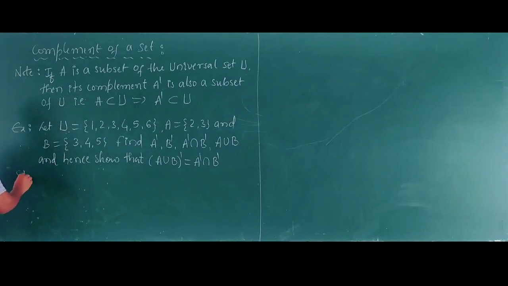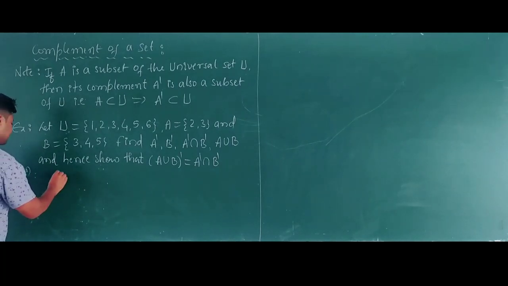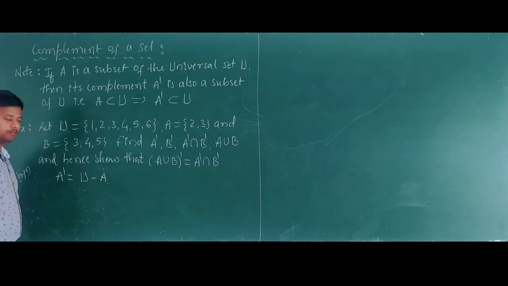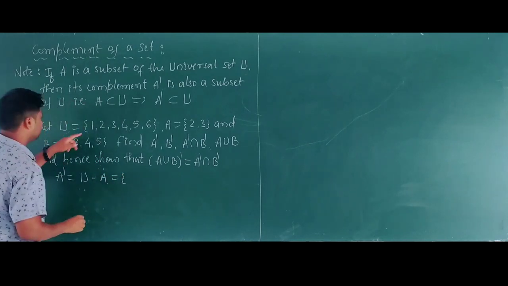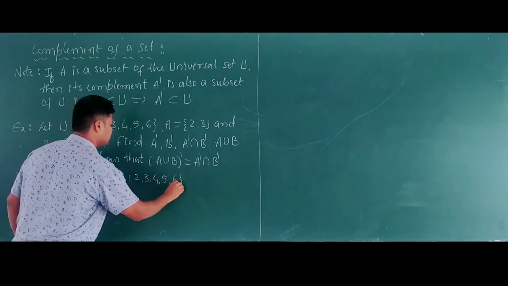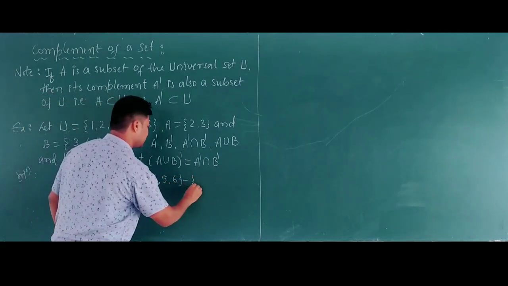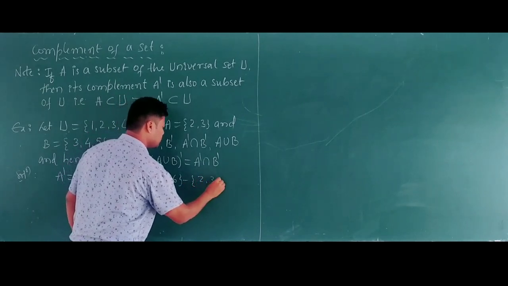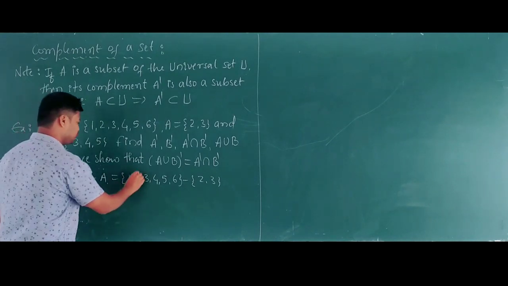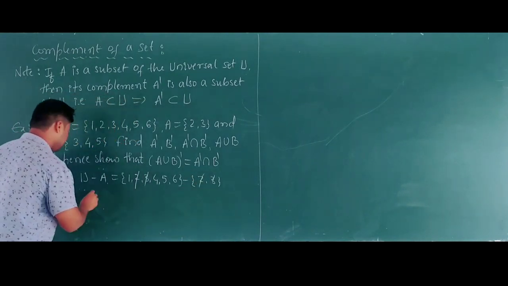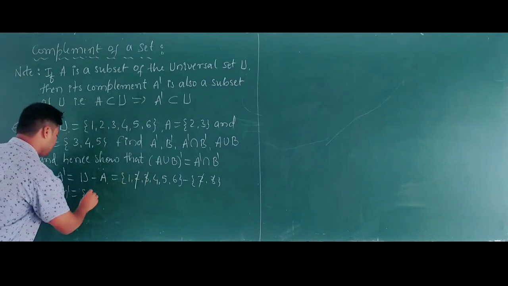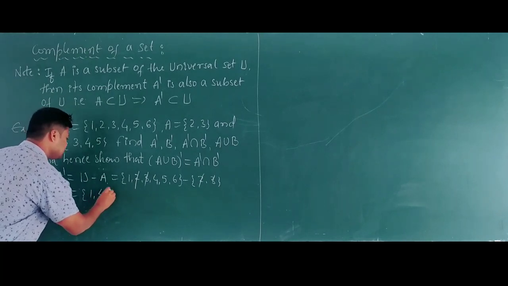We will find the first one, A dash. Solution. So what is A dash? We know the formula U minus A. What is U? Set U is 1, 2, 3, 4, 5, 6. Operation is minus. Then set A is 2, 3. Cancel the common elements 2, 3. Then A dash equals, what is A dash? The remaining elements are 1, 4, 5, 6.